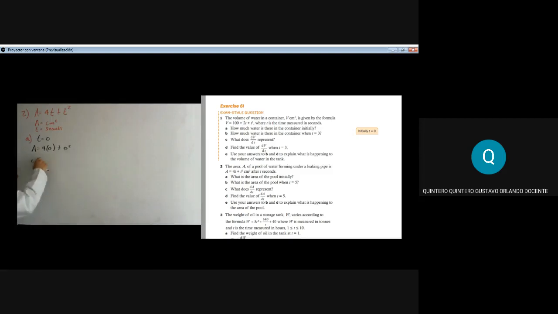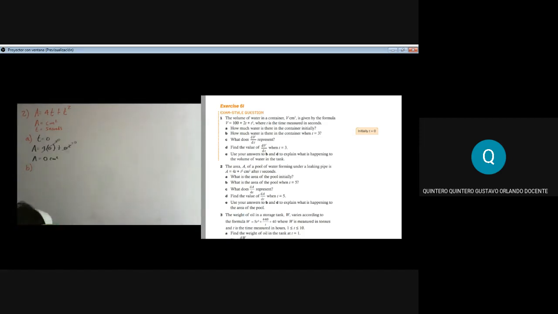So t equals 0, we just replace, right? This is 0 and this is also 0. So the area of water will be 0 centimeters squared. There is no water in that pool. The pool is completely dry. Let's go with question B.